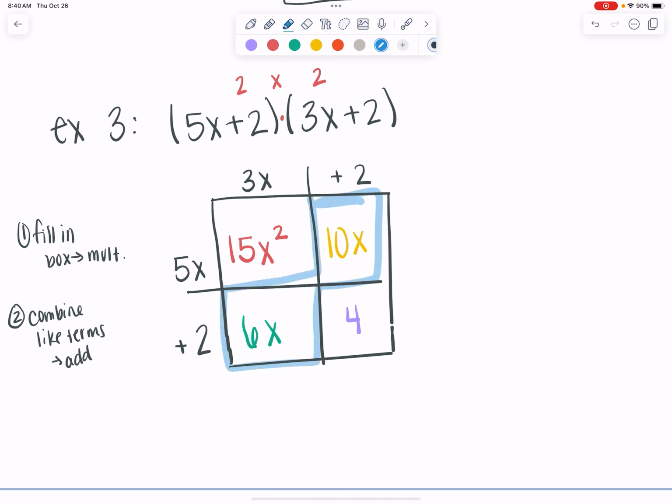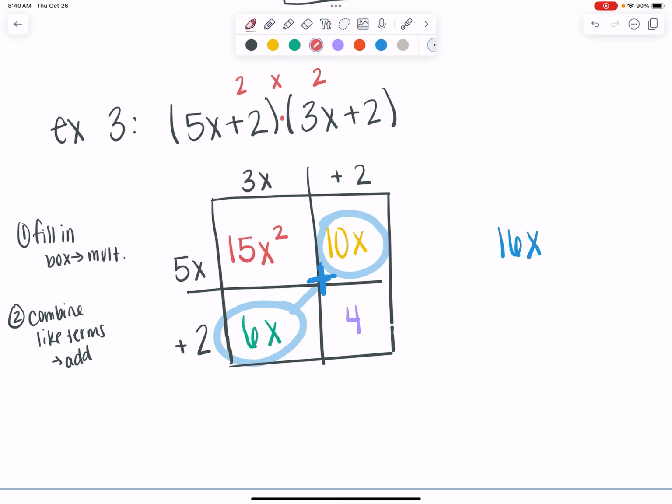I've got like terms with the 10x and 6x. Those I can add. 10x plus 6x is going to give me 16x. And then I'm going to carry all my other terms around. 15x squared, I'm going to keep up front. And then that 4, I'm going to leave in the back. Because remember, I want it in standard form where my exponents are decreasing. And so that would be my final answer.